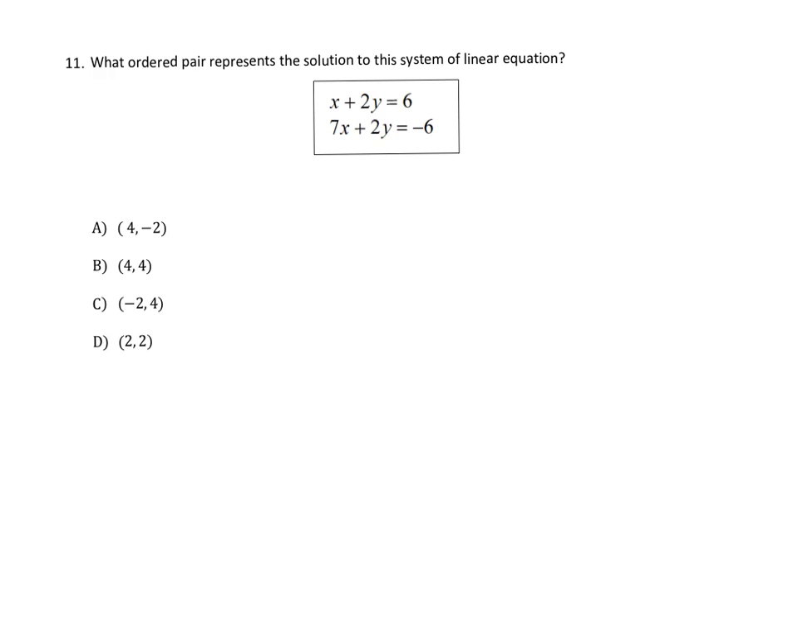We are on to number 11, the penultimate problem, which is the second from last. Okay, number 11. Let's read it. What ordered pair represents the solution to this system of linear equations? Let's examine the equations.